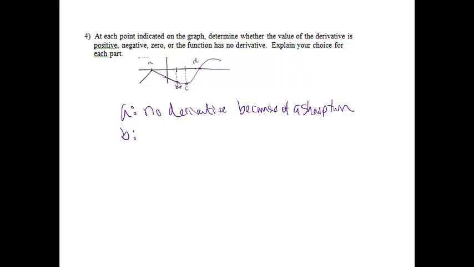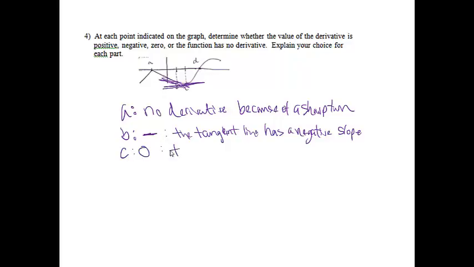Okay, for B, I notice if I drew a tangent line there, the slope is negative, so the derivative will be negative, and it's because the tangent line has a negative slope. And then if I look at C, if I drew the tangent line, it has a horizontal tangent line, which means the derivative or the slope will be 0, and that will be because there is a horizontal tangent line.